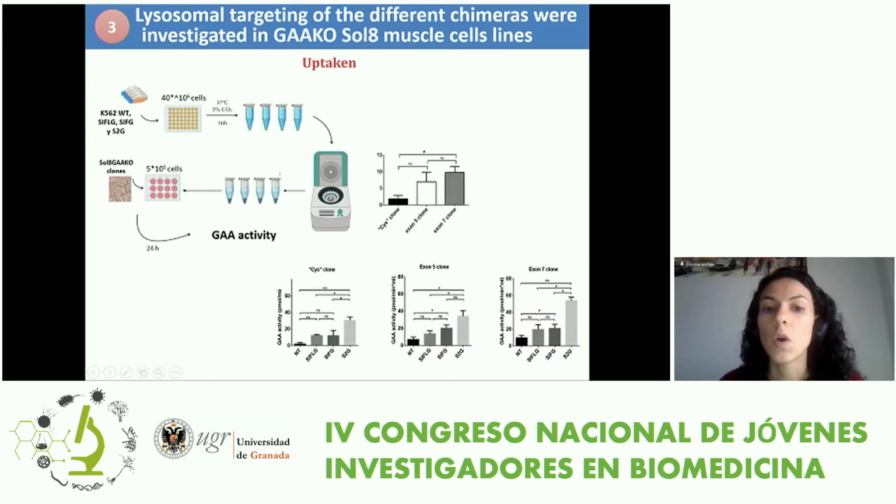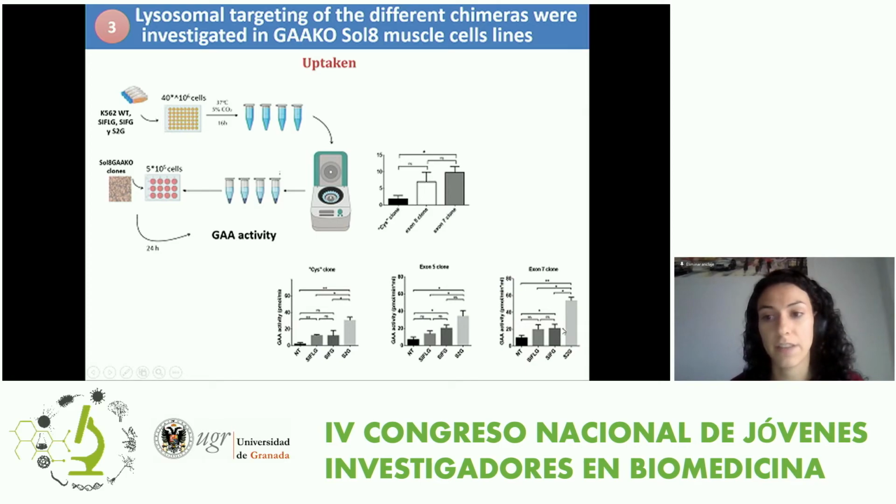And finally, we want to check if our protein is uptaken by our knockout cellular models. For this aim, we plate our cells, K562, which are human cells, in our plate, very concentrated. We took the supernatant and we added it to our cellular models. And after 24 hours, we measured the GAA activity.